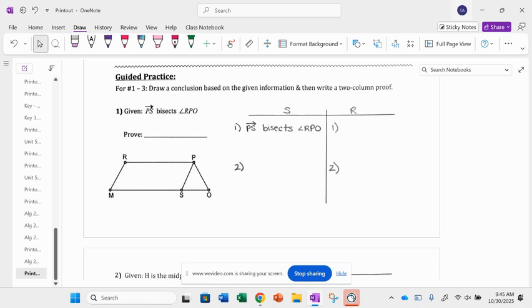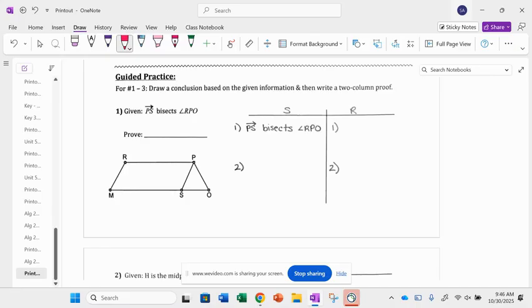So if ray PS bisects angle RPO, if you're going to bisect an angle, what should you conclude? If you're going to bisect an angle, you should conclude that you get what? Two what? That are what? So they are congruent. So two things that are congruent, what are they? Are they lines? Are they segments? Are they angles? Are they rays? What do they have to be? So it's not always the same. It all depends on what you're bisecting.